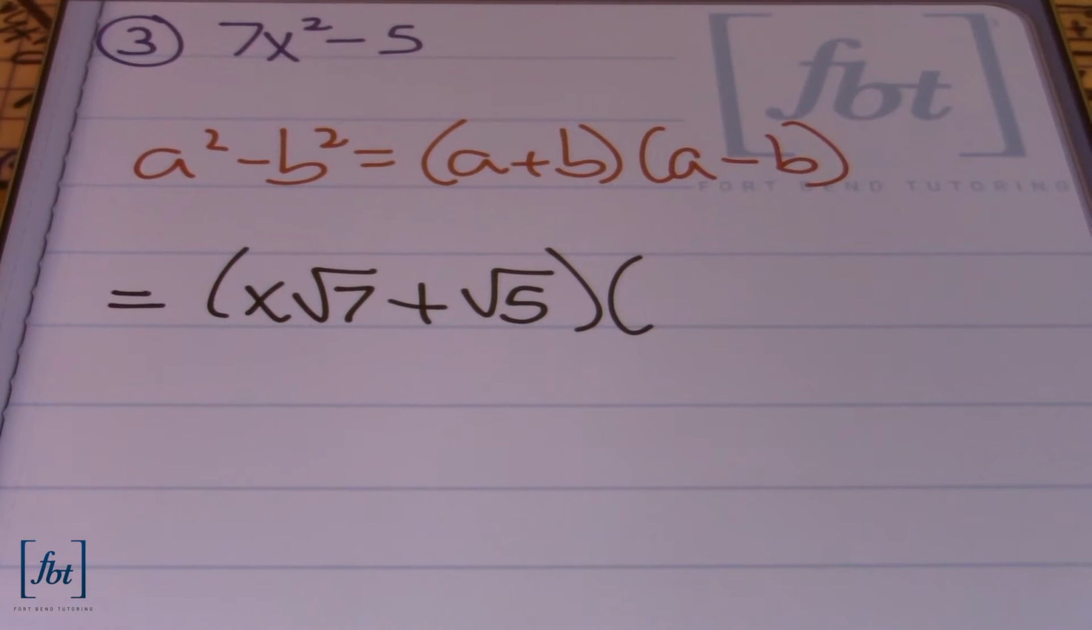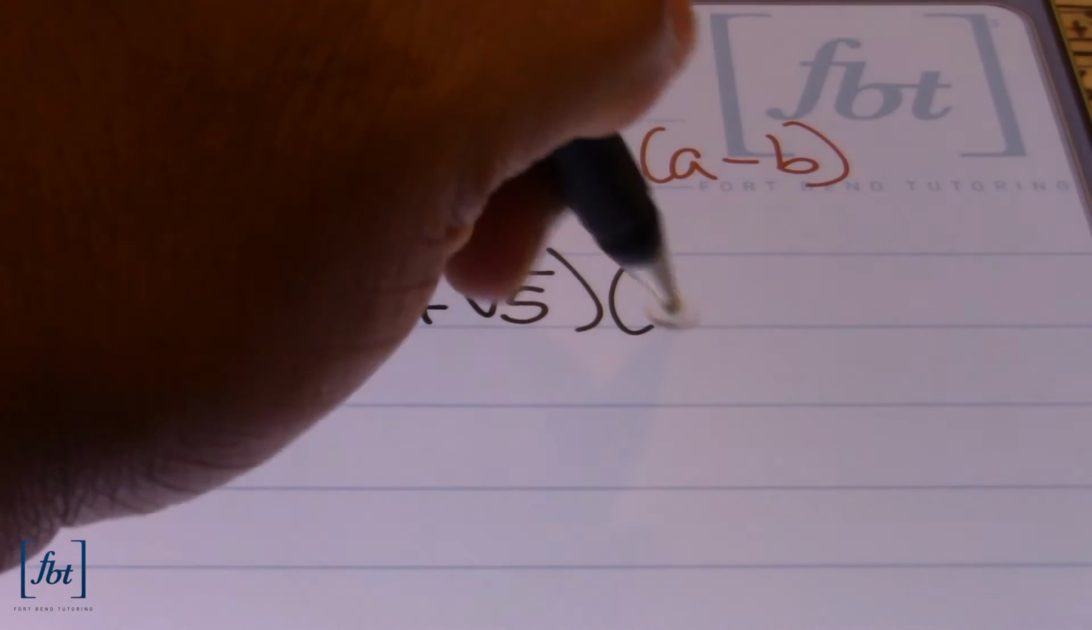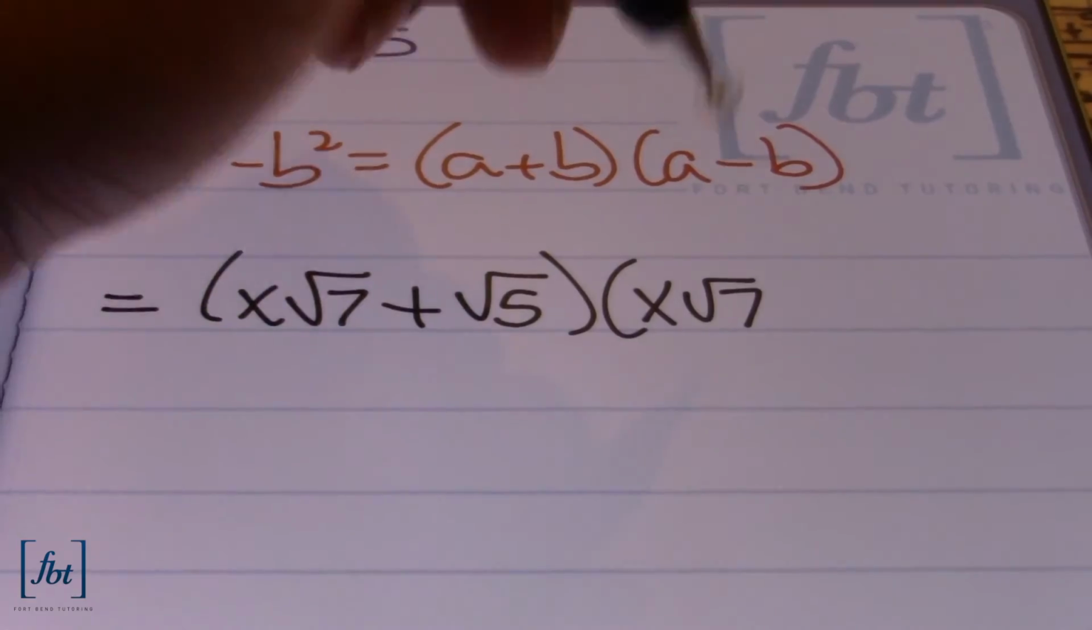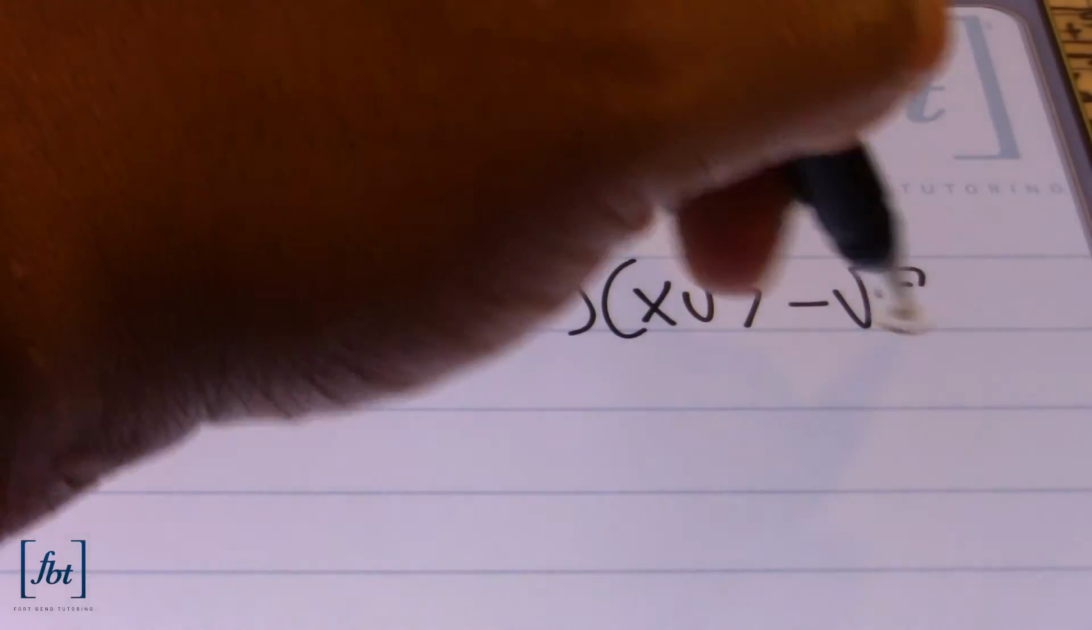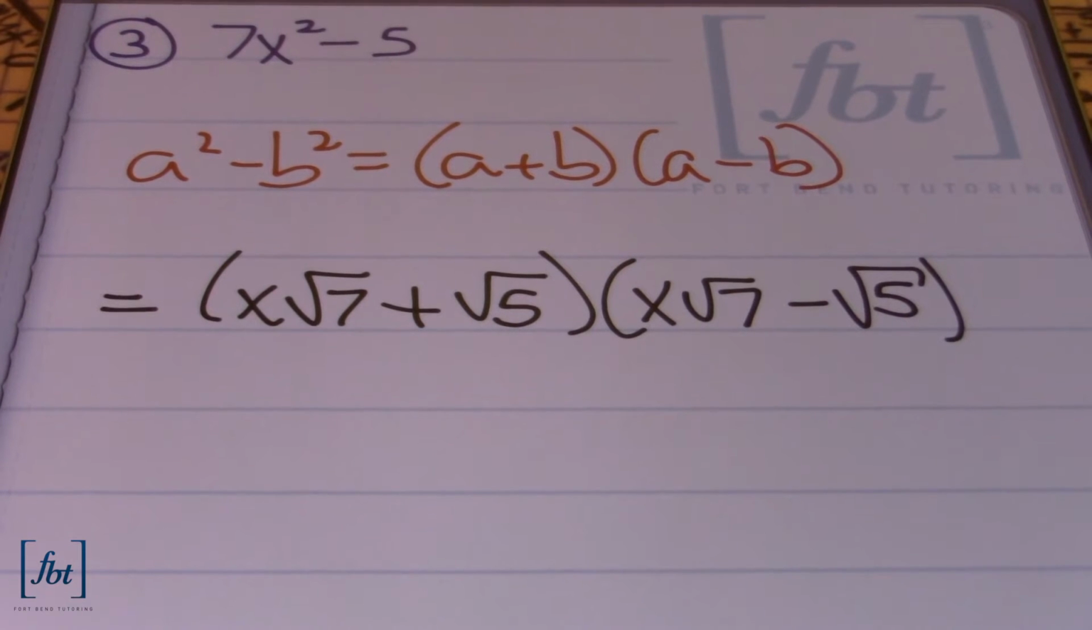We're going to go ahead and repeat this process, remember, using the factoring pattern for a difference of squares, which means that since my a term here is x times the square root of 7, I'll have another x times the square root of 7 minus the square root of 5. And this is your answer.